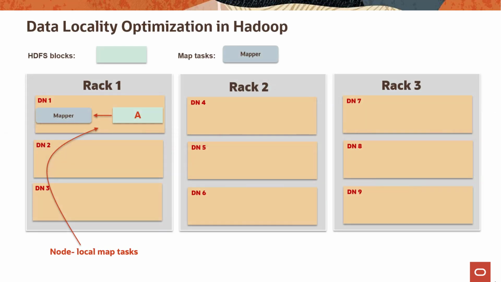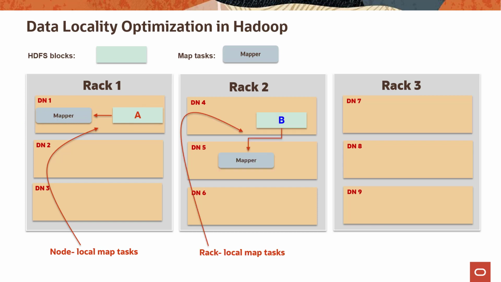When you're running a MapReduce job, Hadoop does its best to run the map task on a node that contains the HDFS block that is required by the map task, as shown in the first example, where the data block and the mapper are located on the same worker node. This is called data locality optimization.